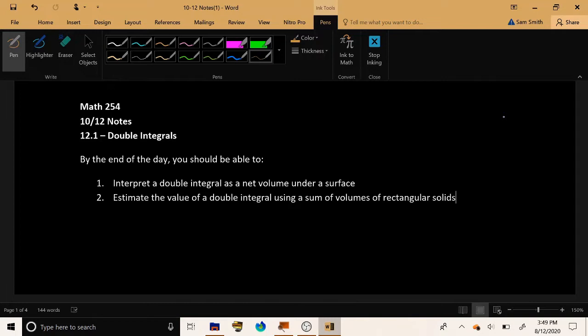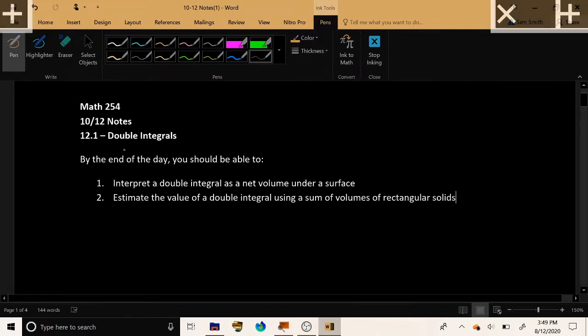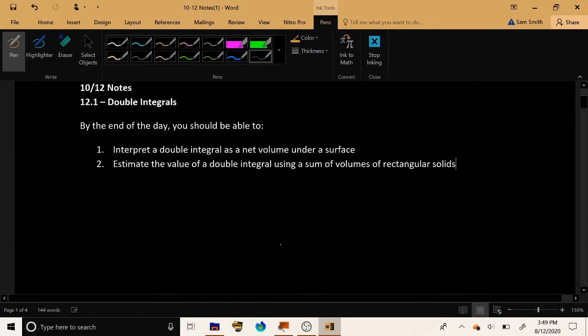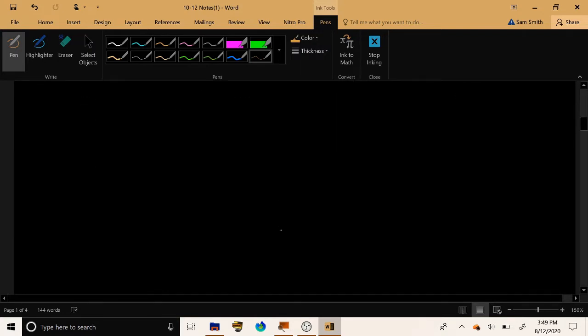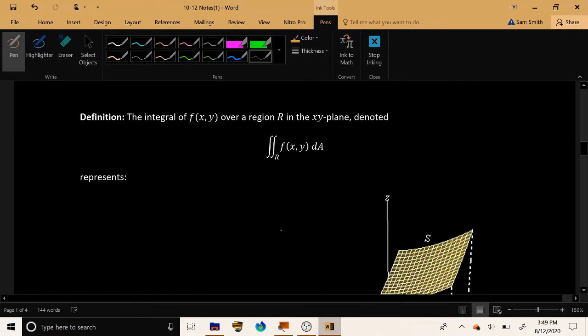And to begin with, we're going to talk about something called a double integral, which is an integral for a function of two variables. We're going to interpret it as a net volume, and we're going to try and estimate the values of integrals using volumes of rectangular solids, sort of the 2D version of Riemann sums, which you did at the beginning of Calculus 2. Okay, so let's go ahead and get started.